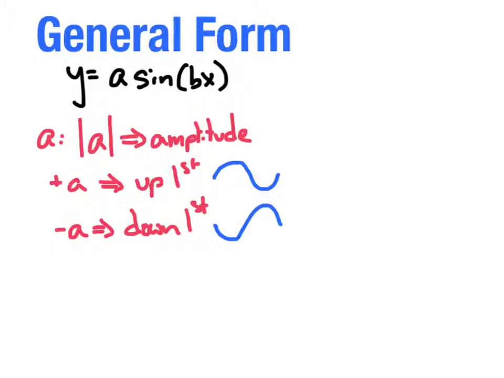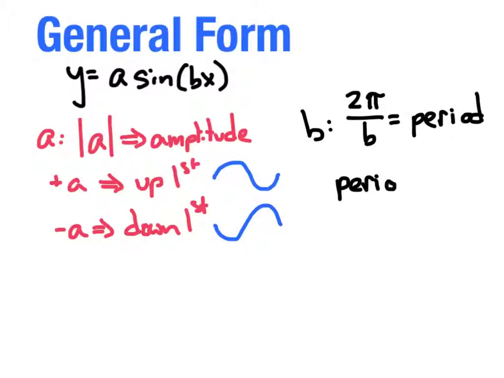Okay, and then the other thing is that b. We use the b to find the period. So 2 pi divided by that b will give you the period. And then for those increments, right, I need 4 increments. All you have to do is take the period and divide it by 4.